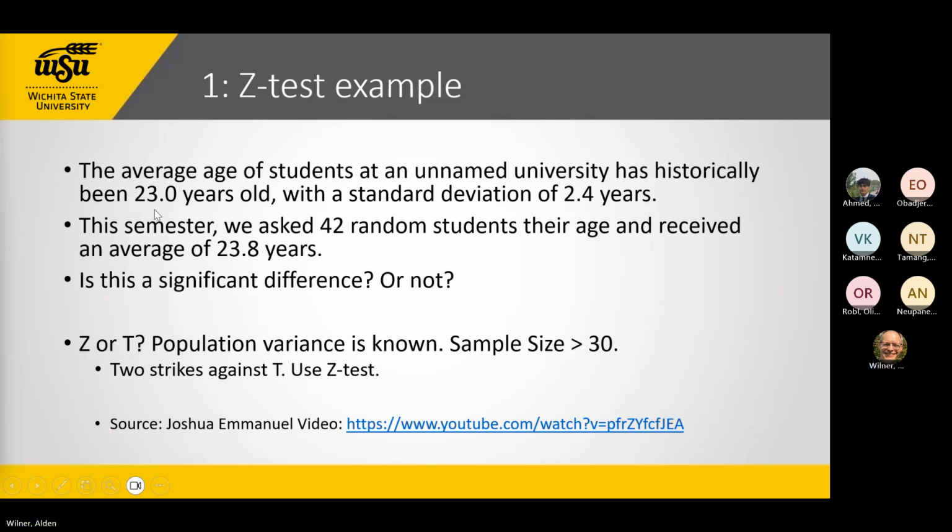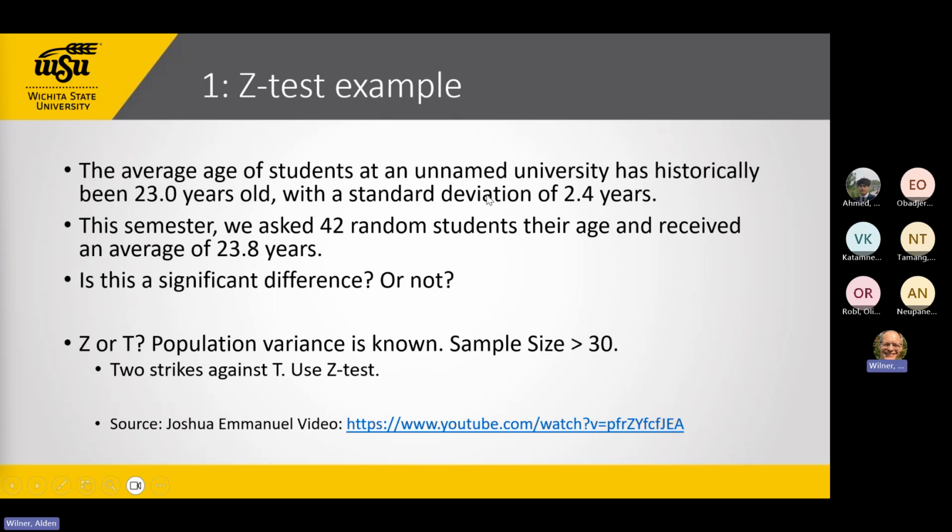So our population has historically been 23 with a standard deviation of 2.4. Our sample is 23.8, right? But we don't even need the variance on this, right? So we're going to use a z or a t-test to find out if this is a significant difference. H naught, the age is 23.0. H1, the age is not 23.0.